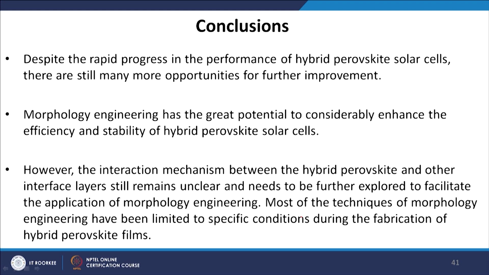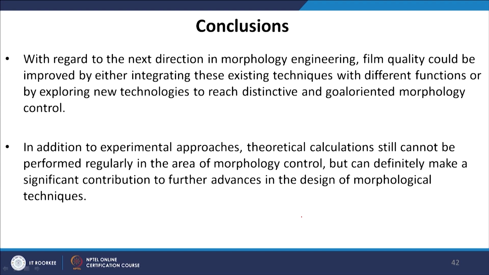Most of the techniques of morphology engineering have been limited to specific conditions during the fabrication of hybrid perovskite films. So with regard to the next direction in morphology engineering, film quality could be improved either by integrating these existing techniques with different functions or by exploring new technologies to reach distinctive and well-controlled morphology. In addition to the experimental approach, theoretical calculations still cannot be performed regularly in the area of morphology control, but can definitely make a significant contribution to further enhancements in the design of morphological techniques.